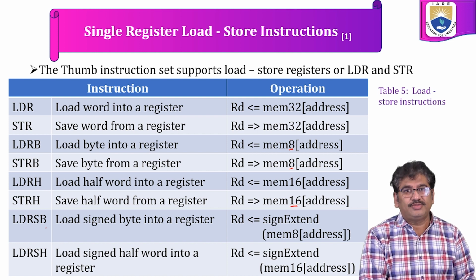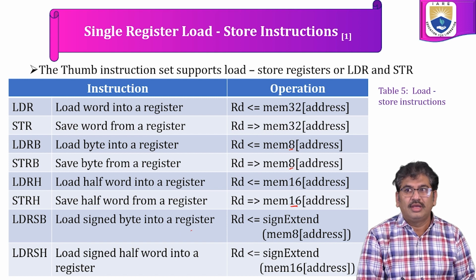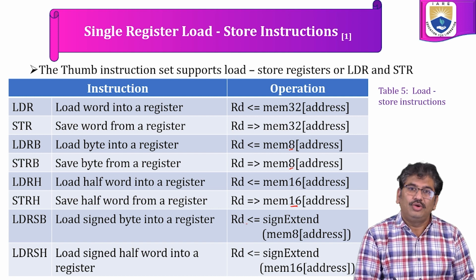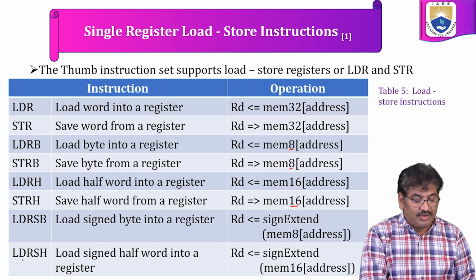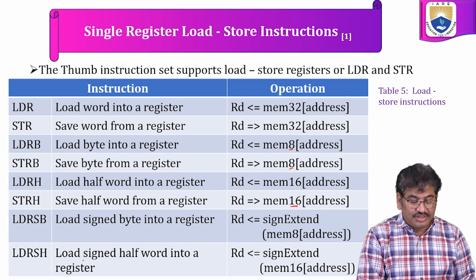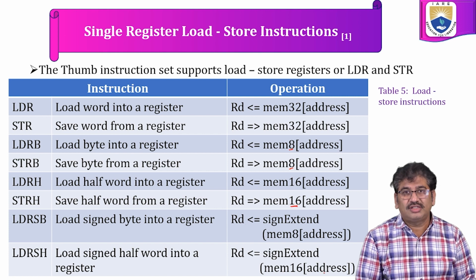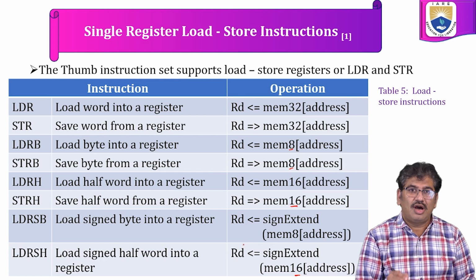Next one is LDRSB, which is load a signed byte into a register. This instruction will load the sign extended data of 8-bit size in the memory whose address is specified in the instruction, and that will be copied into RD register. The next one is LDRSH, which is load a signed halfword into a register. This instruction will copy the sign extended memory contents whose address is specified in the instruction, and the size of the data is 16-bit, into the register RD.